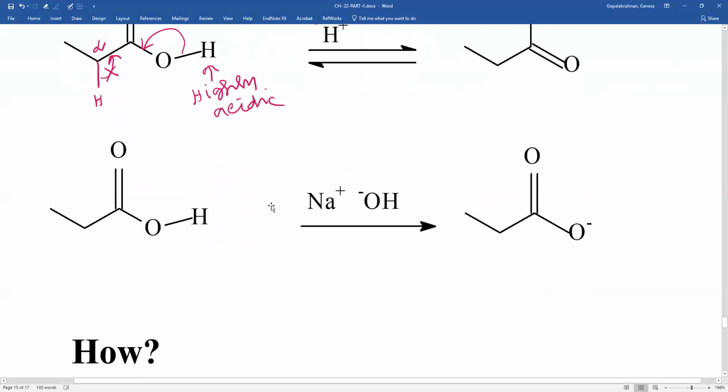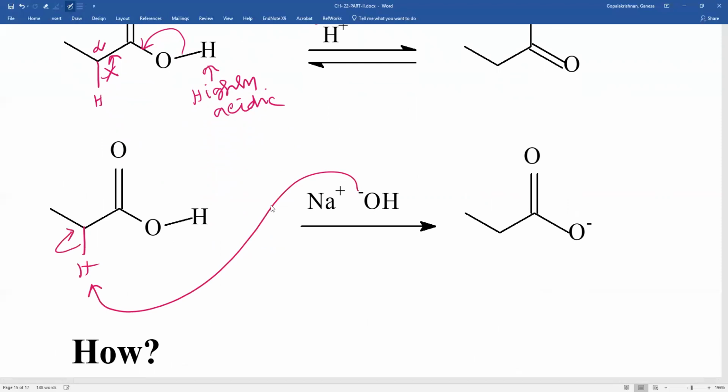If you use a base to convert it into enolate ion, you want this OH to go here and abstract this proton and make it into enolate. Your hydroxide will not go there. Instead, it will abstract the proton from the highly acidic OH group. You get a carboxylate ion. It is not an enolate ion. So you cannot make it into enolate. That means you cannot brominate at the alpha carbon.